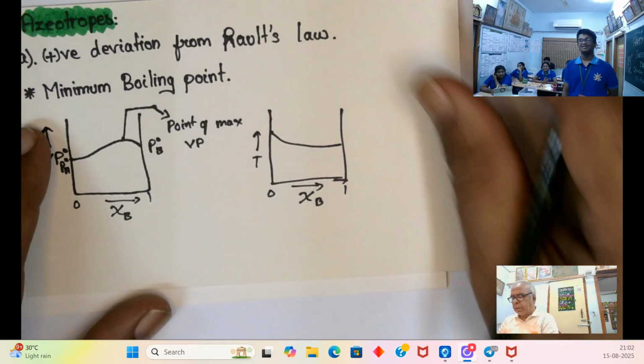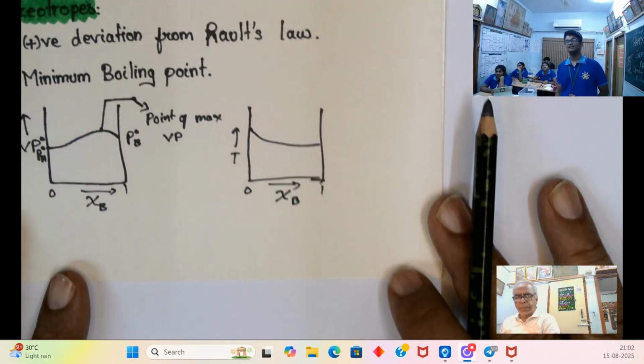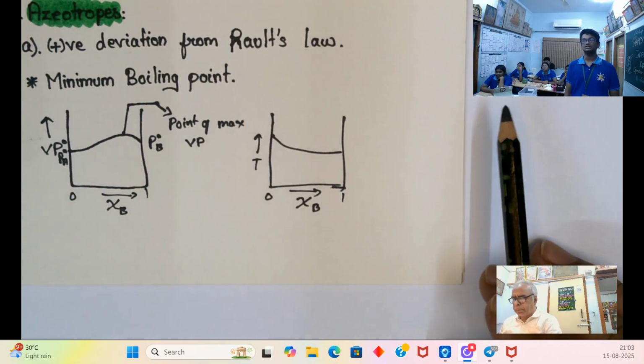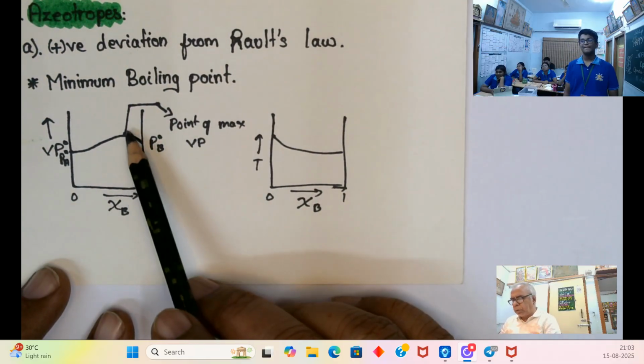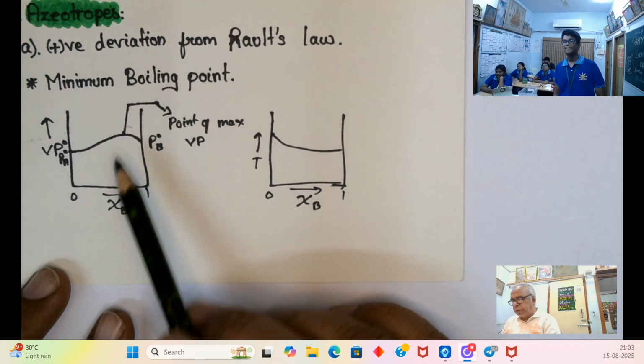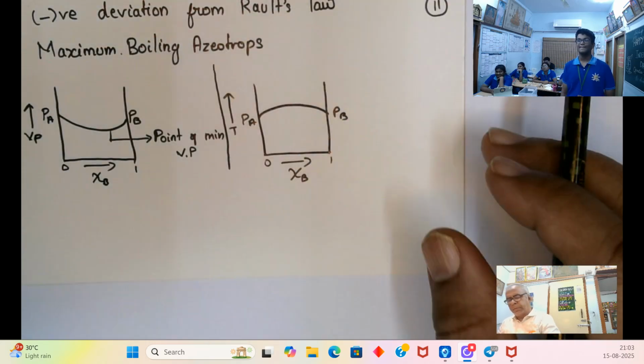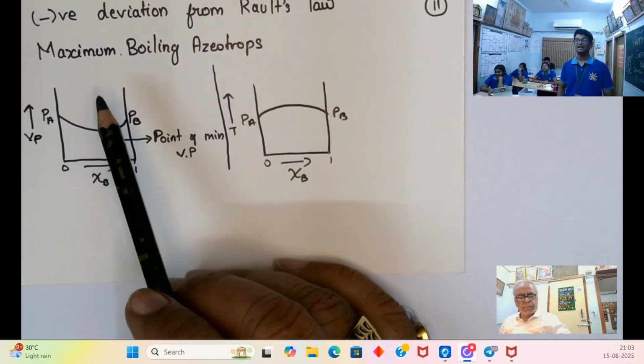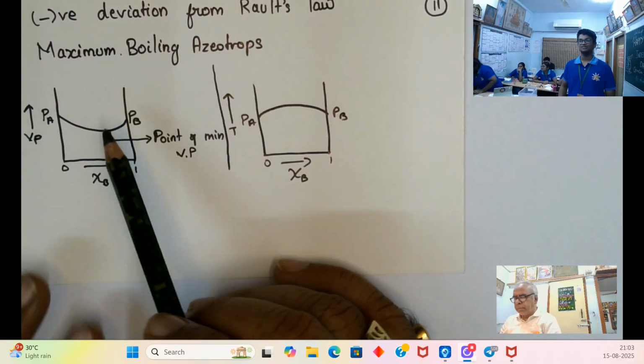Next, azeotrope. In that, positive deviation from Raoult's law gives minimum boiling azeotropes of the mixture, in definite ratios. And negative deviation from Raoult's law gives maximum boiling azeotropes. That's it.